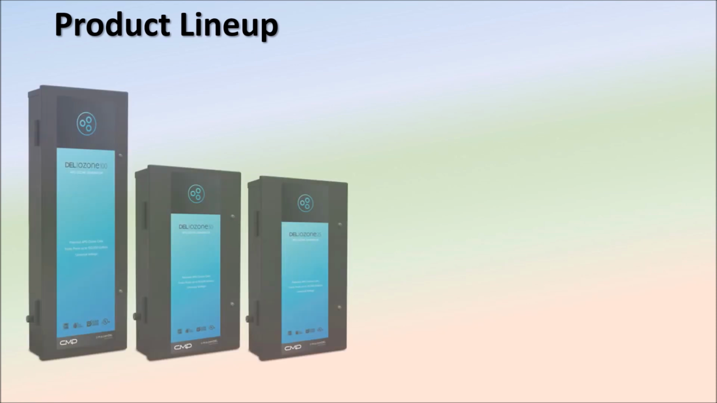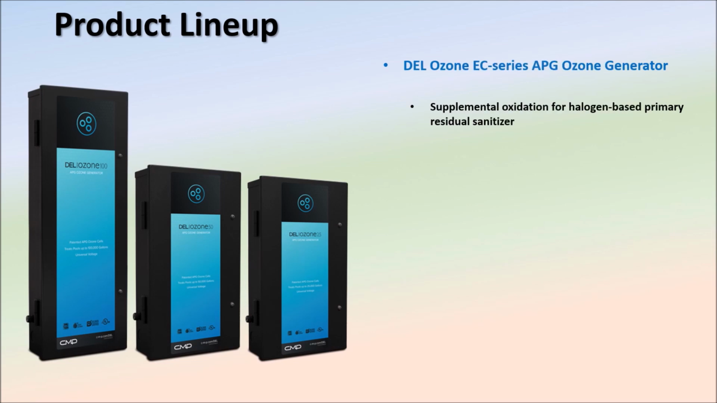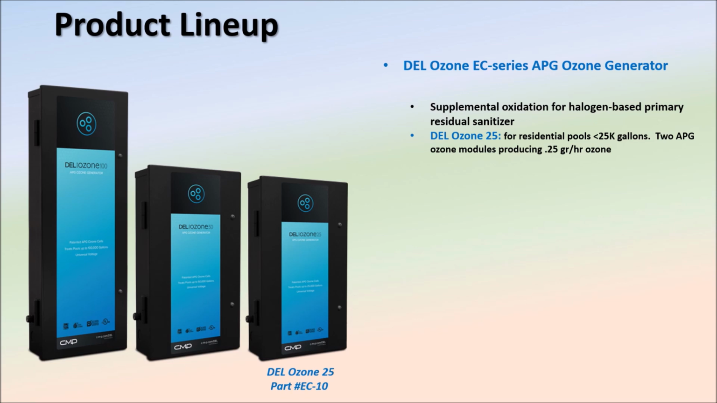When acting as the supplemental oxidizer for any chlorine-based primary residual sanitizer, Dell's EC Series APG Ozonator lineup is designed to handle the oxidation needs of just about any residential pool that's out there. The Dell Ozone 25 is sized to handle the oxidation requirements of any residential pool up to 25,000 gallons and houses 2 advanced plasma gap corona discharge ozone modules producing 0.25 grams of ozone per hour.